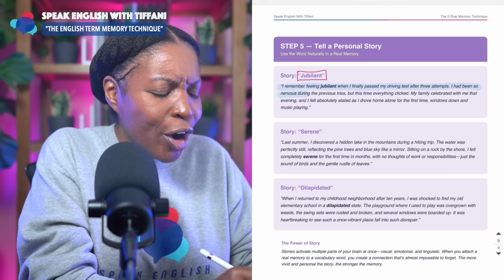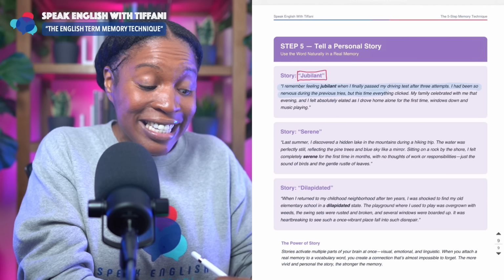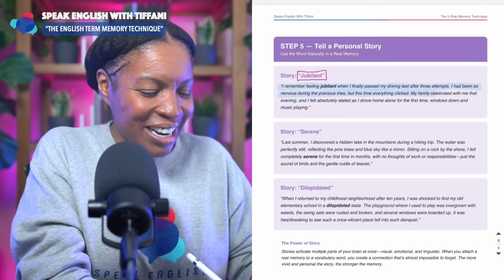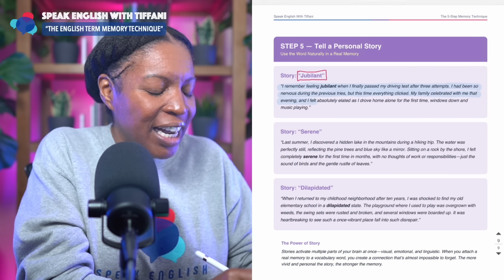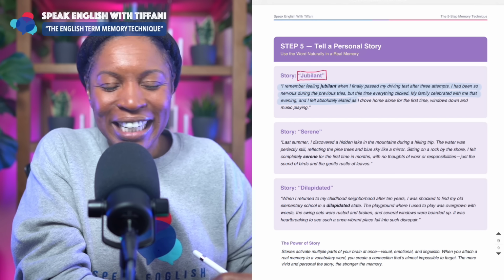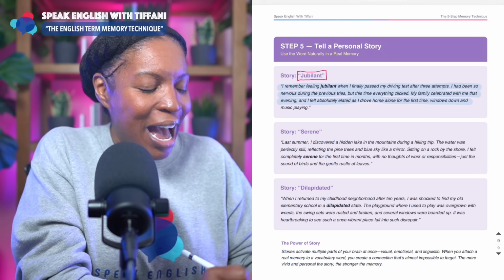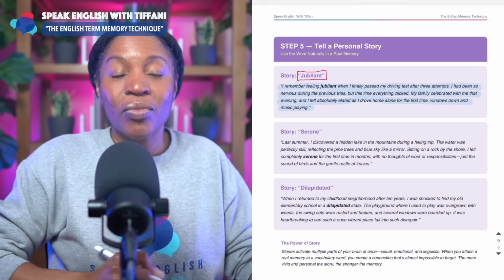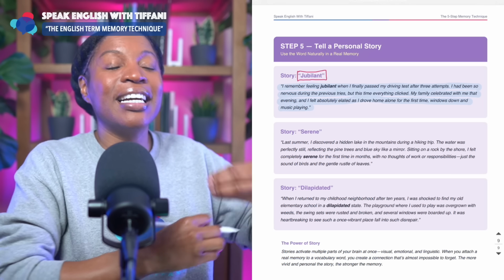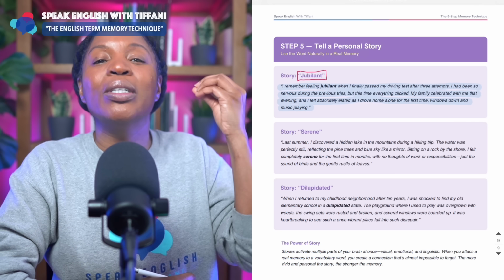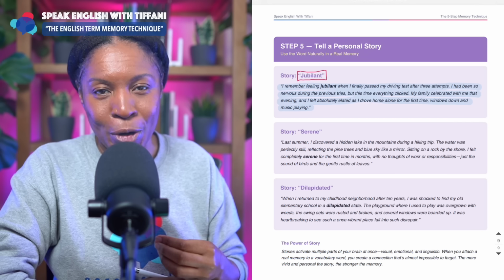I had been so nervous during the previous tries, but this time, everything clicked. My family celebrated with me that evening, and I felt absolutely elated as I drove home alone for the first time, windows down and music playing. This is a personal experience connected to the term jubilant. You will not forget this term.